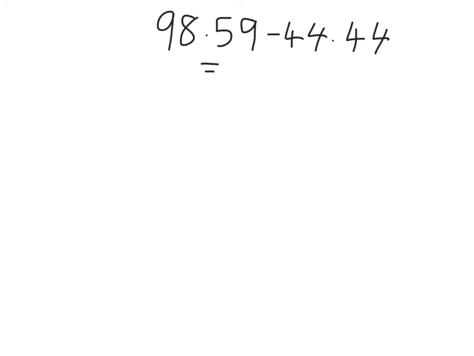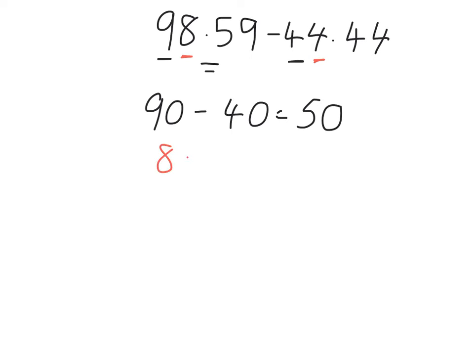Here's another example. So I'm going to be taking away 98.59 take away 44.44. So what I need to do first is take away my tens first. So 9 tens and 4 tens. So 90 take away 40 equals 50. Then what I need to do next is take away my ones. So 8 ones and 4 ones. So 8 take away 4 equals 4.